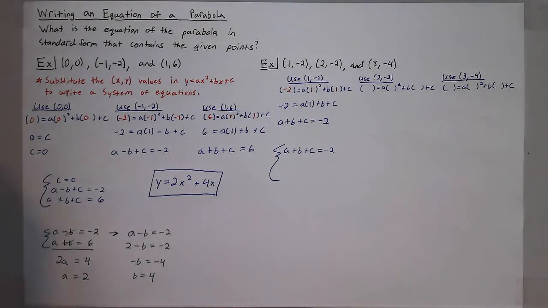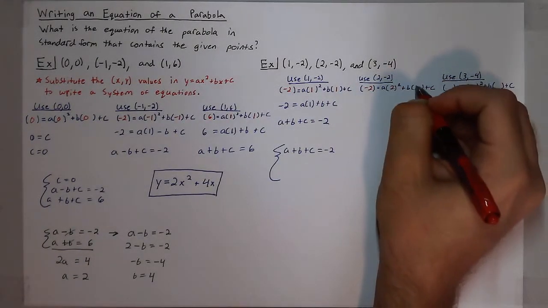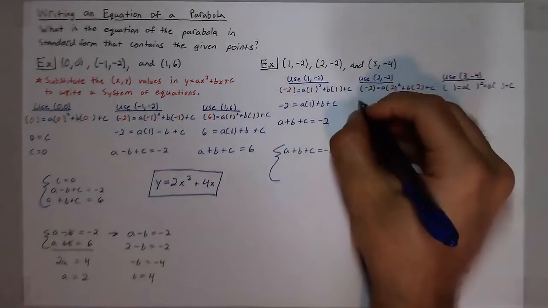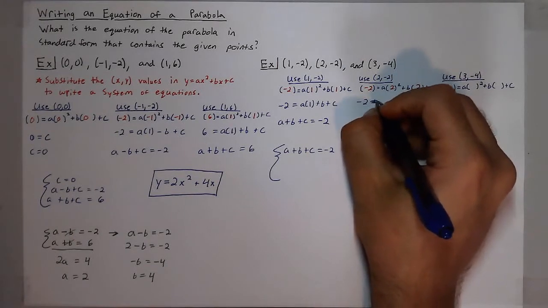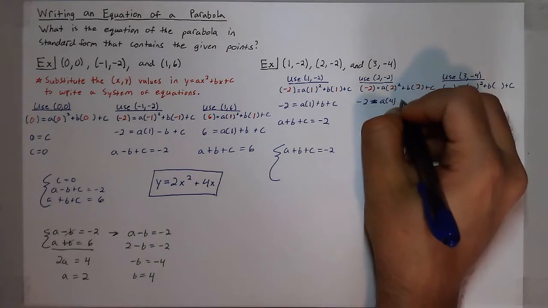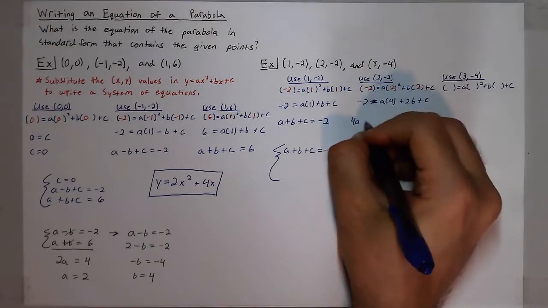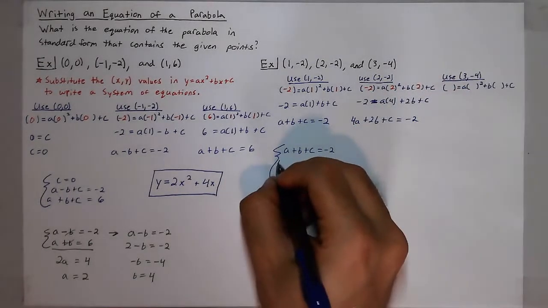And then I'll plug in -2 for y and 2 for the x's with that point. This gives me -2 equals a times 4 plus 2b plus c. So that gives me 4a plus 2b plus c equals -2. So there's another equation.